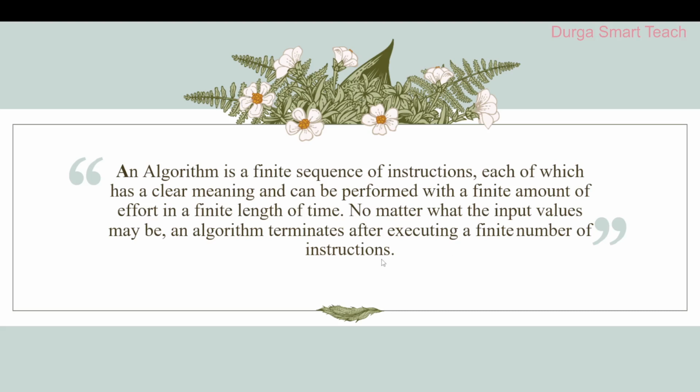For example, if you want to display 100 elements in an array, you need to do a step-by-step process. First, you visit the first array element, next the second element, third element, like that. The steps will be executed for some time. After completion of all the elements, the execution will stop. So here the algorithm also terminates after executing a finite number of instructions.